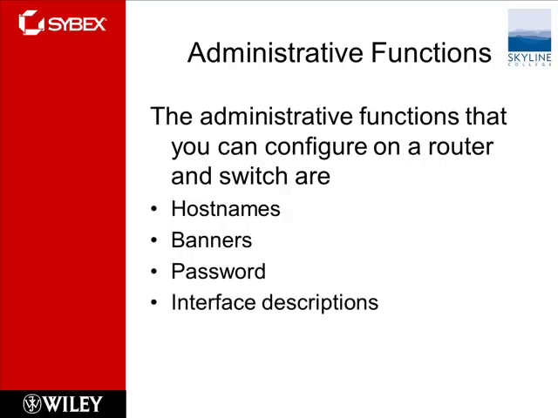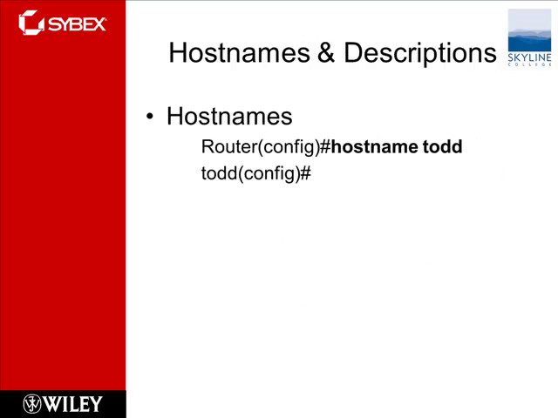Interface descriptions are handy to have, not necessarily for you if you remember what they all are, but for whoever comes after you. Oh, that's what that one does. That's the WAN link to Miami or to Los Angeles or to San Diego or whatever else, so you know where it's supposed to go out and what it's supposed to be doing.